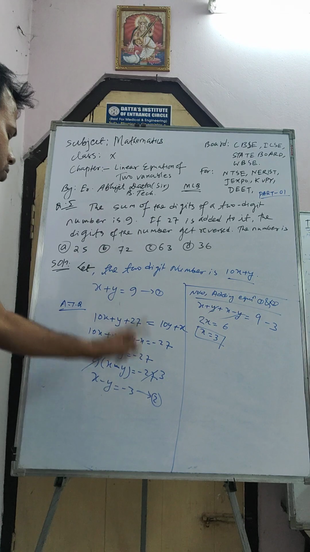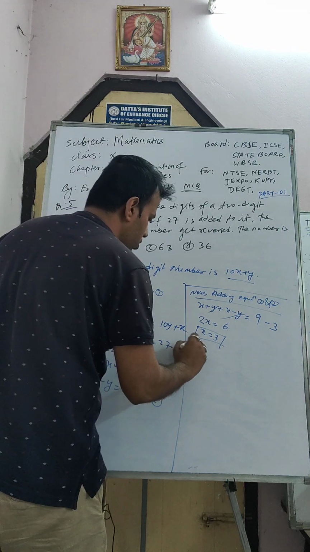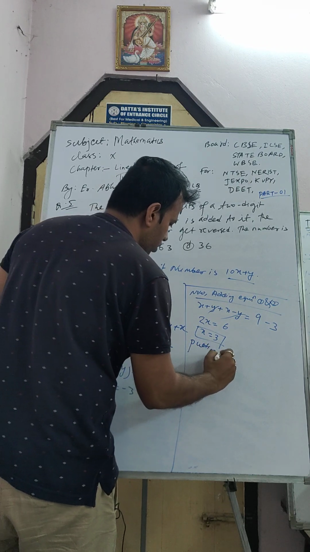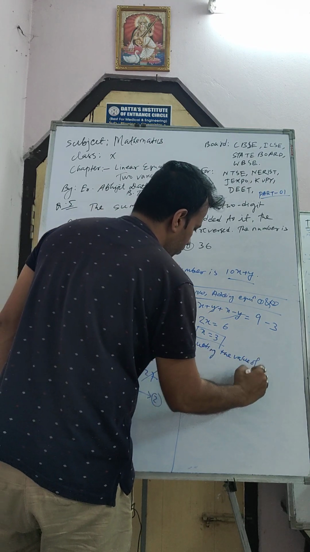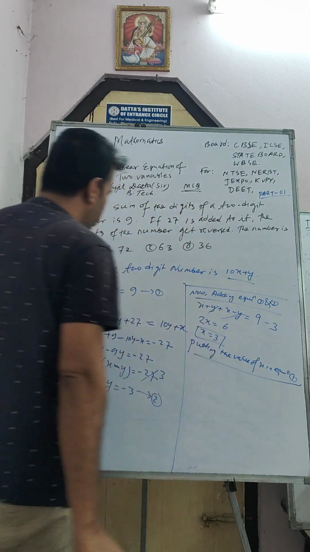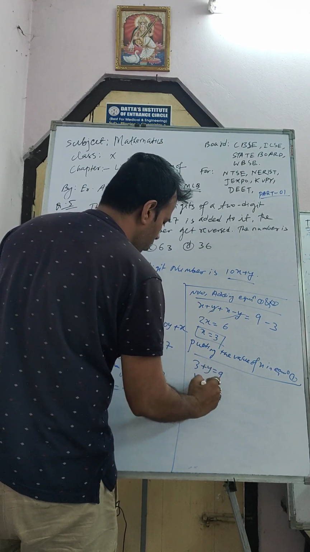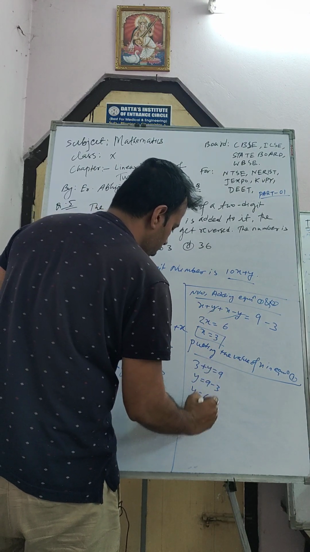Now we have to put the value of x in equation 1. So putting the value of x in equation 1, what do we get? We get 3 plus y equal to 9. So y equal to 9 minus 3. So y equal to 6.